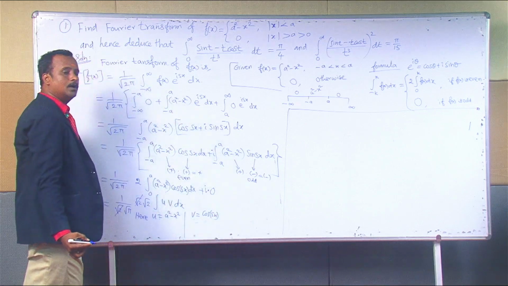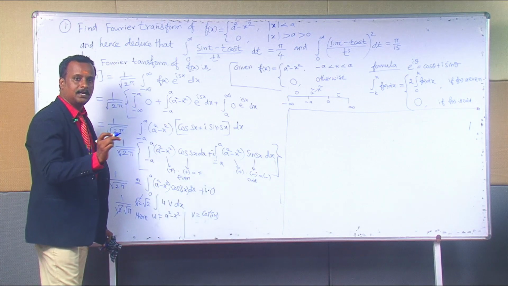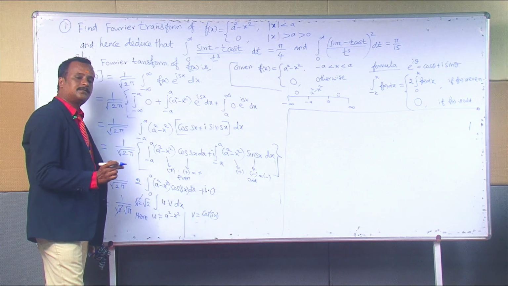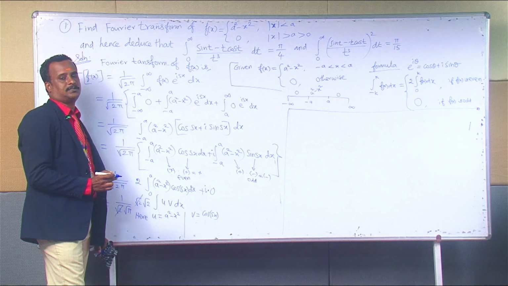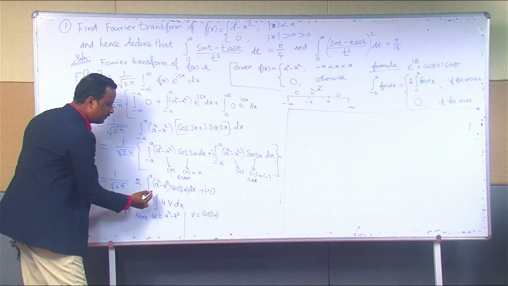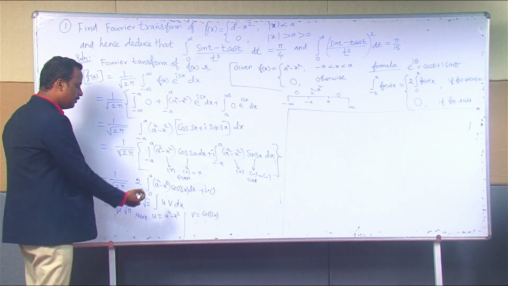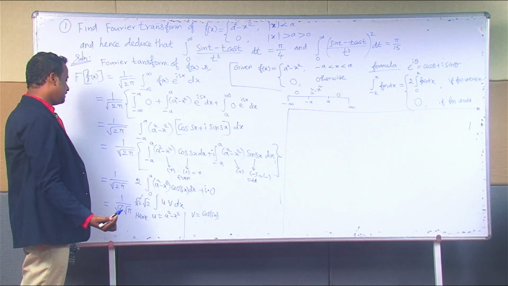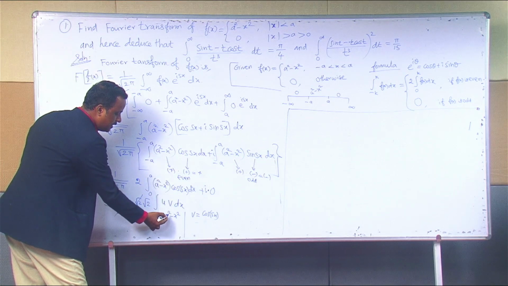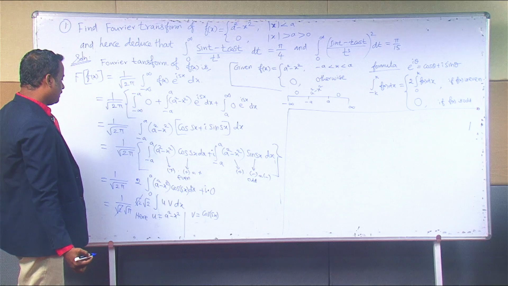To choose u, we have to use the letters ILATE. I stands for inverse function, L stands for logarithmic function, A stands for algebraic function, T stands for trigonometric function and E stands for exponential function. Here there is no inverse function, like tan inverse or cos inverse, and there is no logarithmic function also. Therefore the next letter A stands for algebraic. Here a square minus x square is an algebraic expression, so we take a square minus x square as u, and the remaining as v.